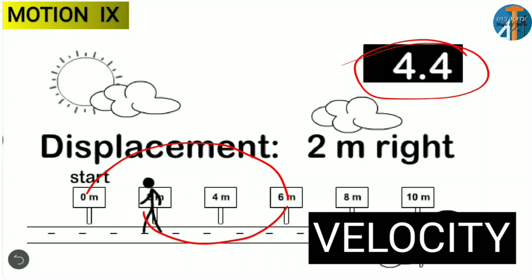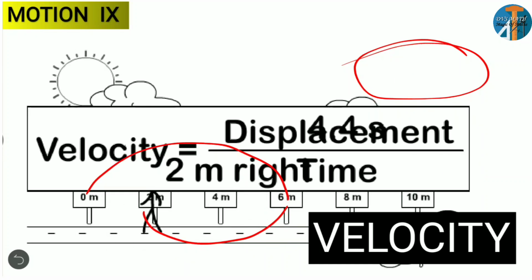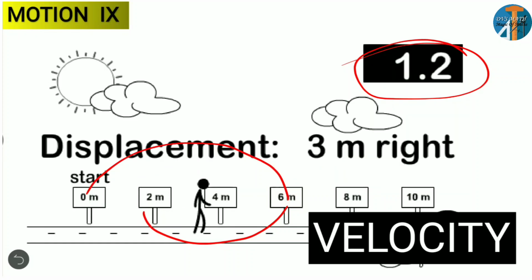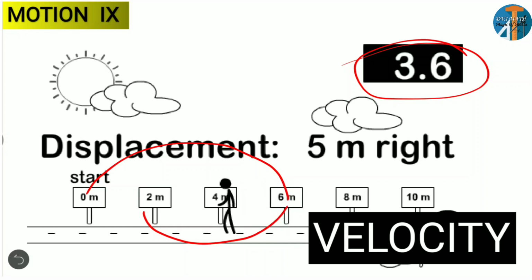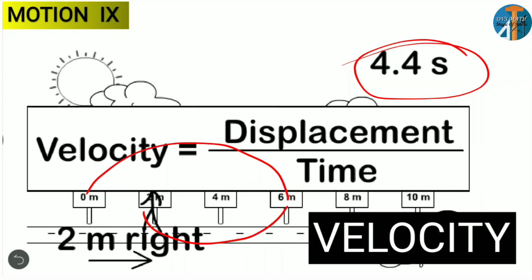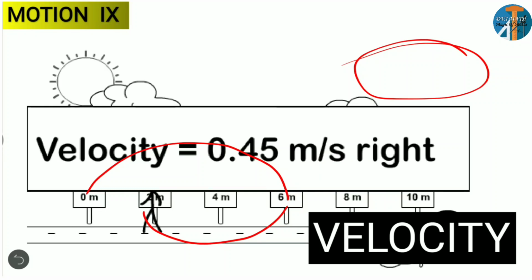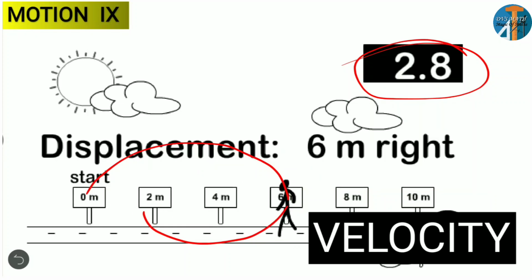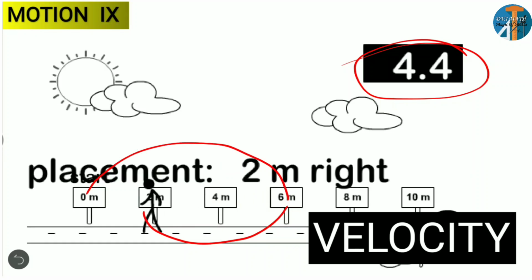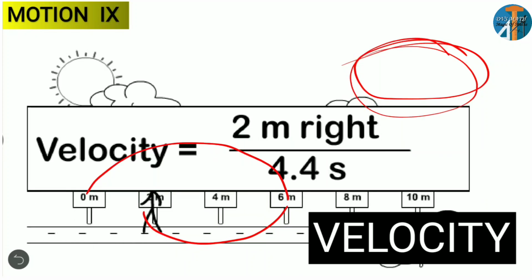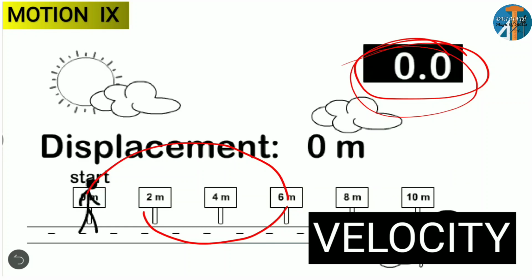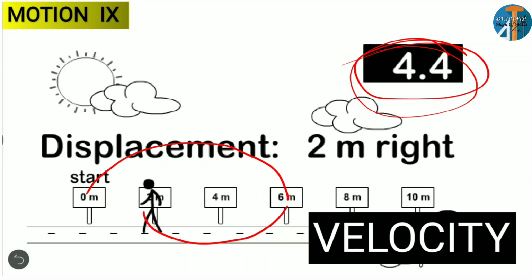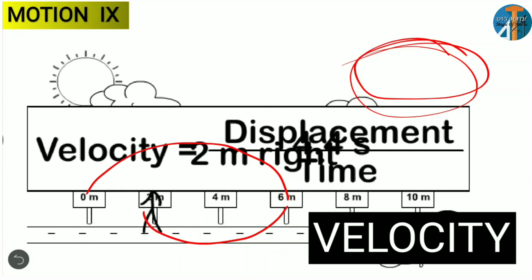So 2 by 4.4, observe here, we are taking it as 0.45 meter per second to the right side, which means we are specifying the direction also. That means displacement, as I told you, is a vector quantity which gives both magnitude and direction. Observe clearly, he goes for 6 meter, then he comes back 4. So 6 minus 4, 2. By that time it was 4.4. 2 by 4.4, you got 0.45 meter per second, and you are mentioning the direction also. Okay, this is about speed and velocity. Clear? I think you are clear.